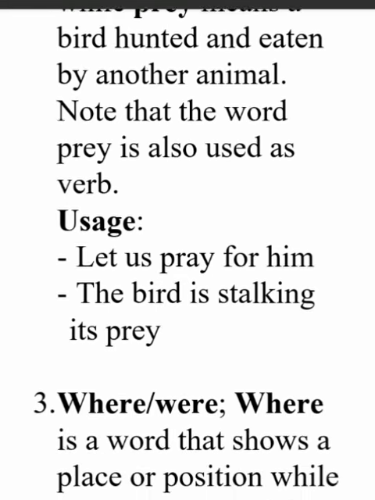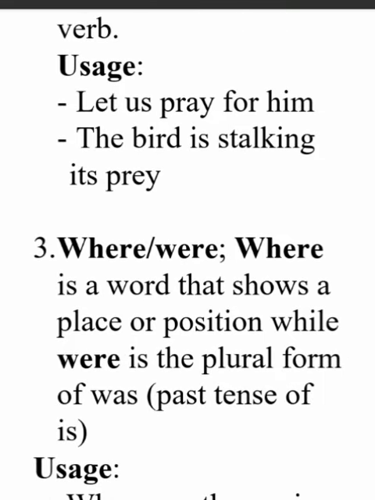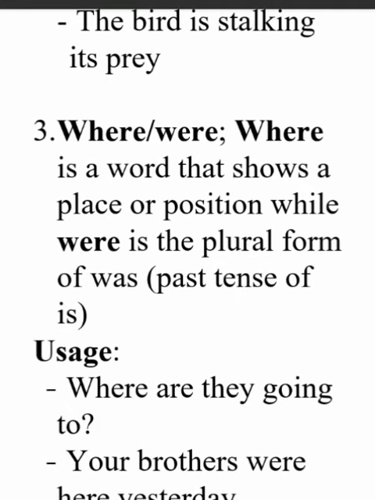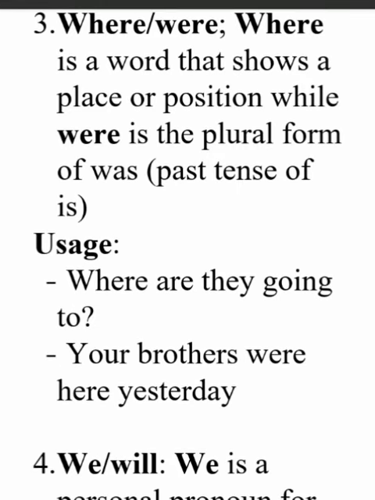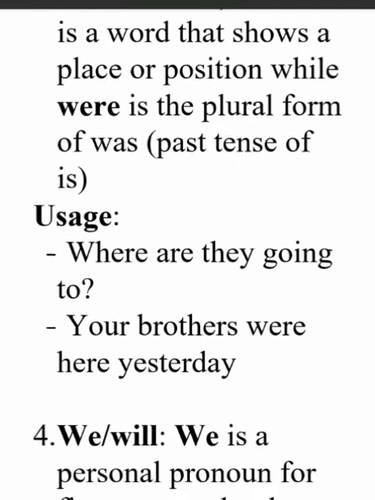3. Where and were. Where is a word that shows a place or position, while were is the plural form of was, past tense of is. Usage. Where are they going to? Your brothers were here yesterday.